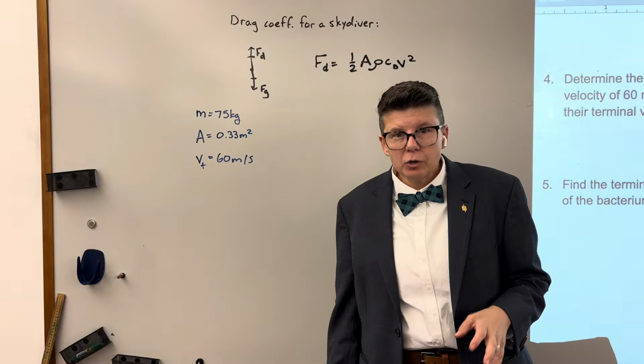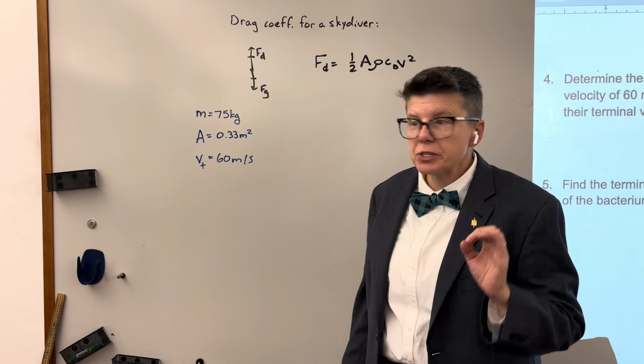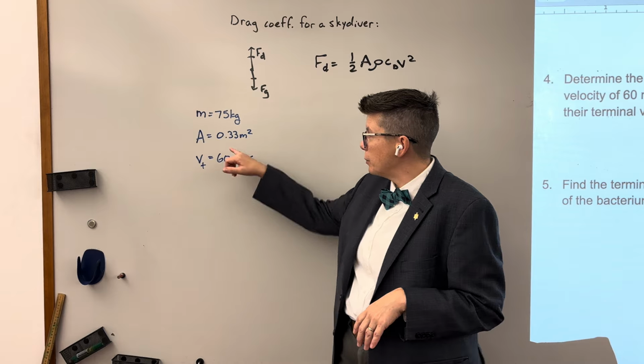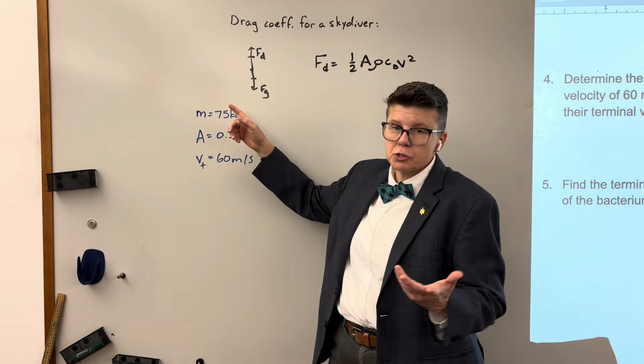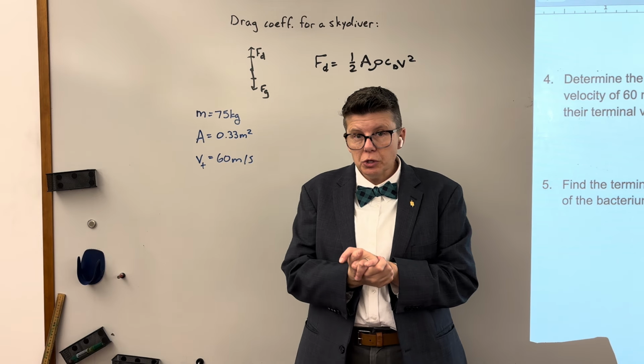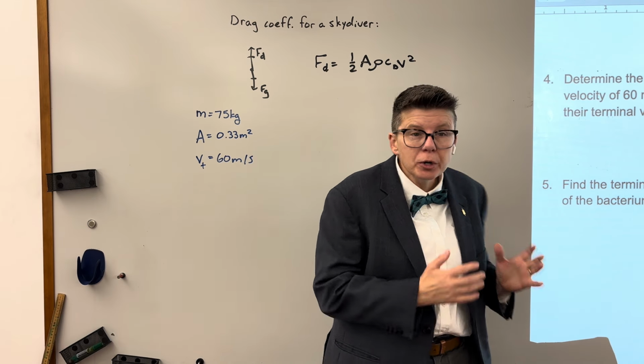Let's determine the drag coefficient of a 75 kilogram skydiver falling through air. This is their projected area, and this is their terminal velocity. There's their mass.